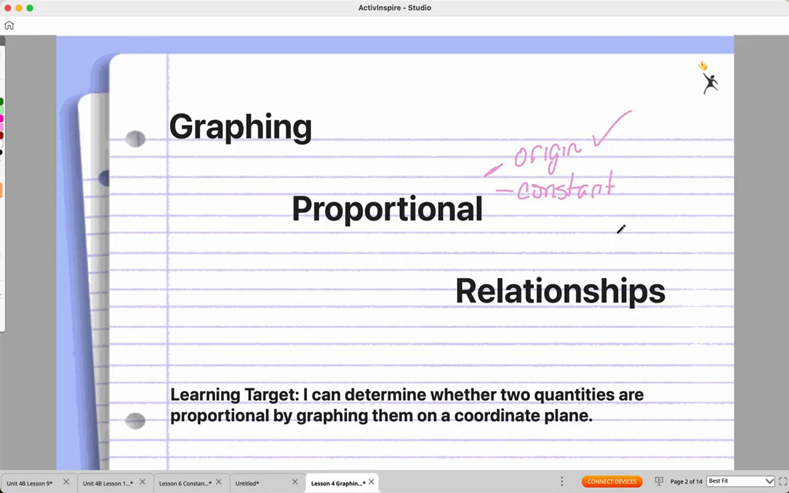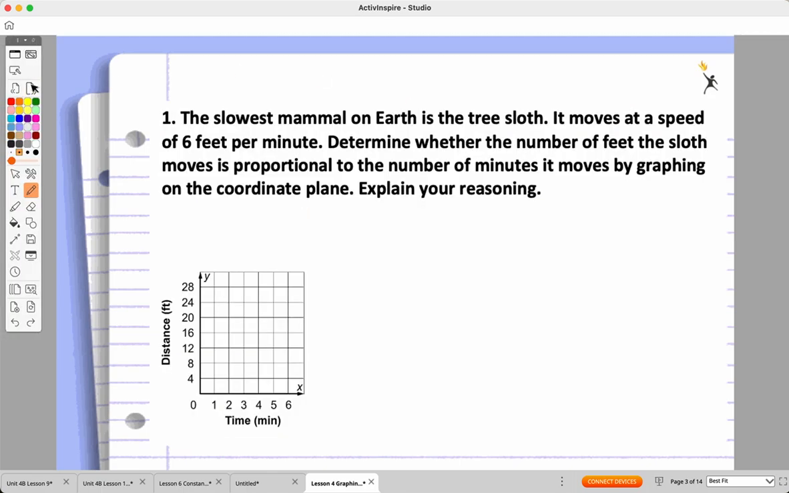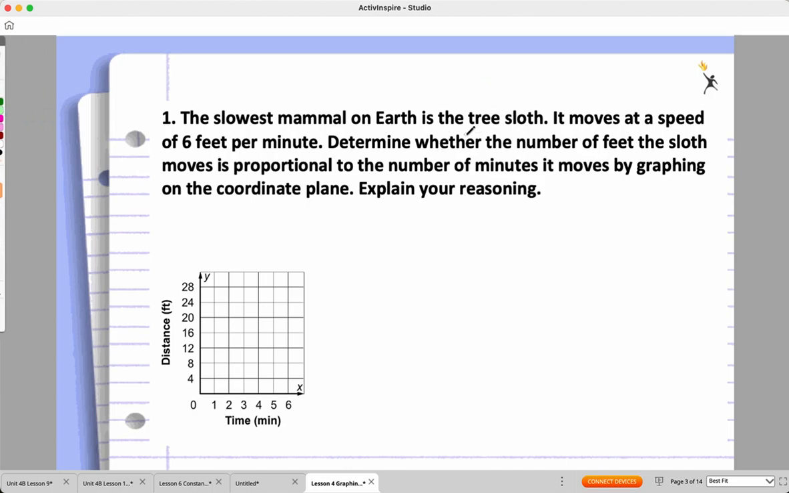This one's pretty easy to see in a graph. This one's going to look a little different, and we'll explore that today as we go through it. So let's take a look at this first problem. The slowest mammal on Earth is the tree sloth. It moves at a rate of 6 feet per minute. That's really, really slow.